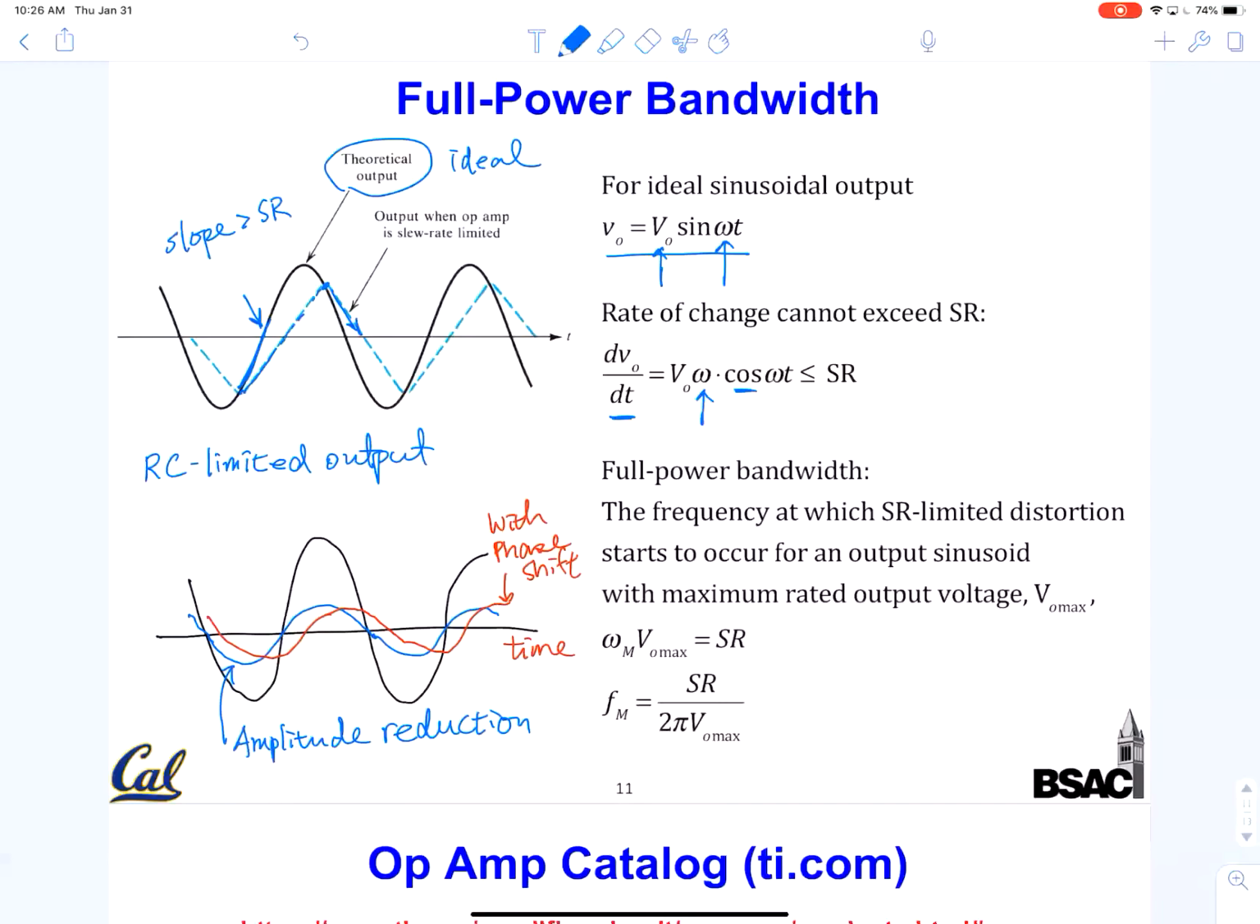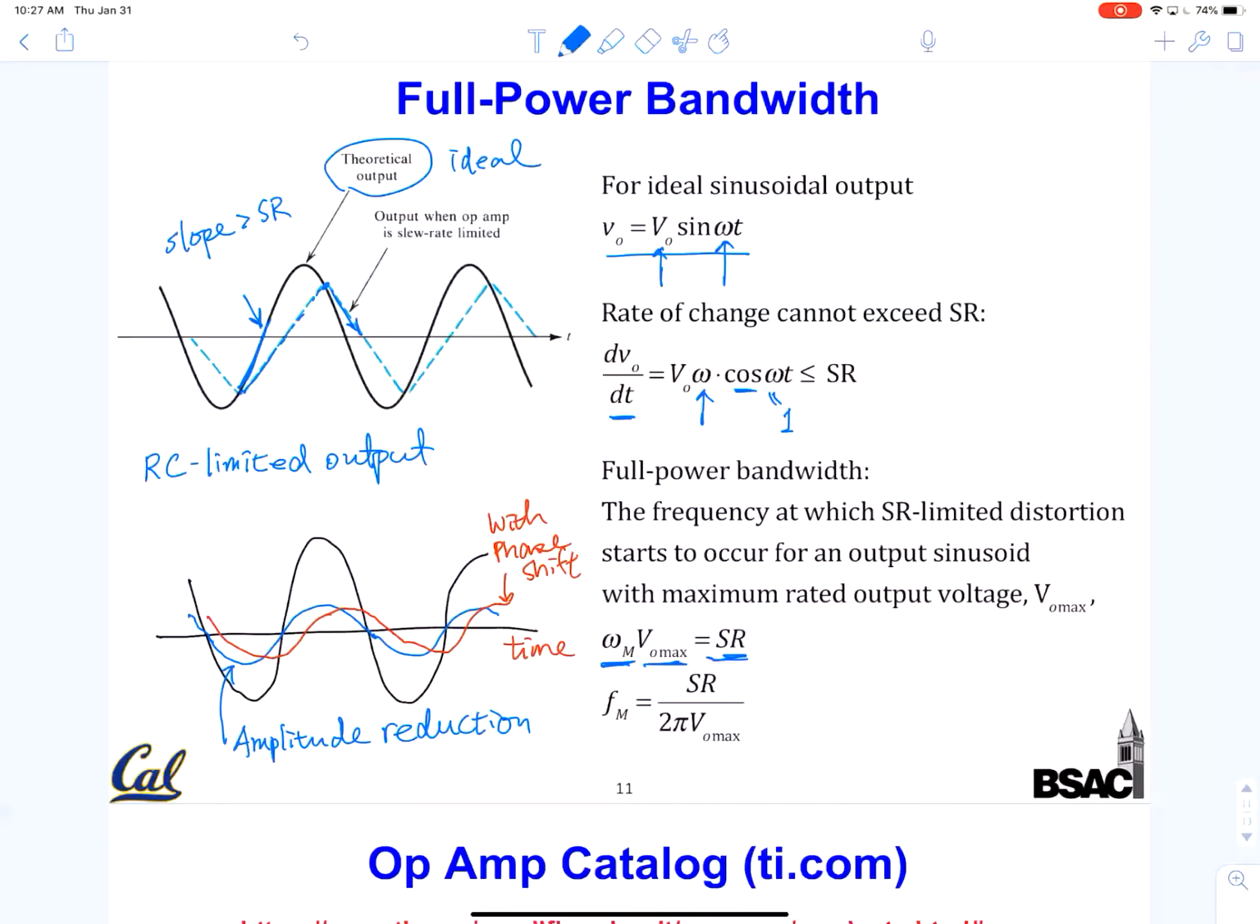And the maximum of this is basically when cosine omega t equals 1. And this number should still be at most equal to your slew rate. So your maximum frequency times your maximum amplitude should at best equal the slew rate. When you are designing the whole circuit, you know what frequency you want to operate with, right? You know what output voltage you desire to generate. So if you multiply these two together and it's less than your slew rate, then you are fine.